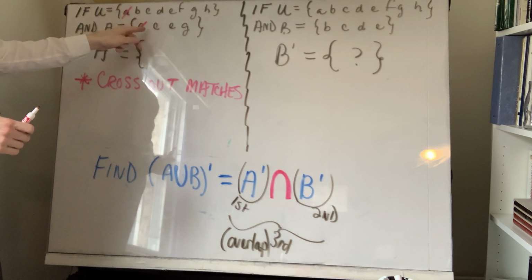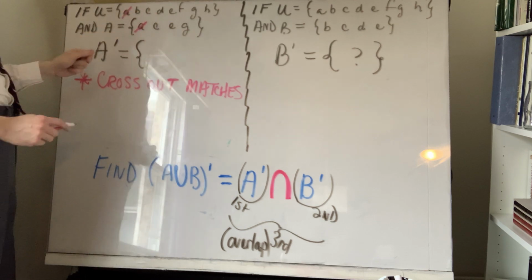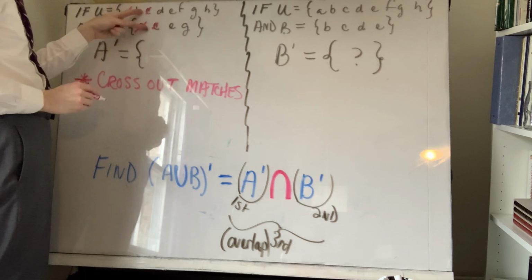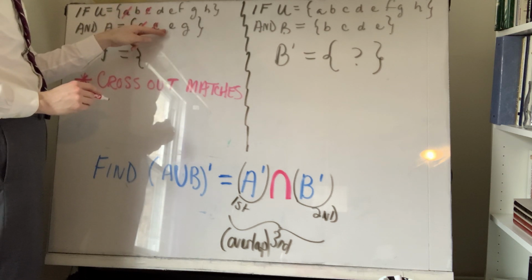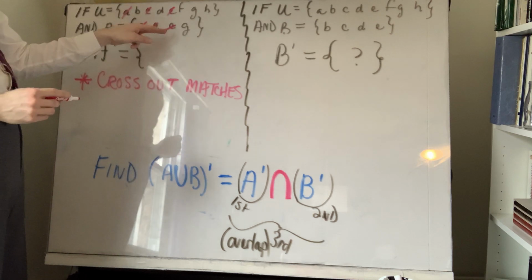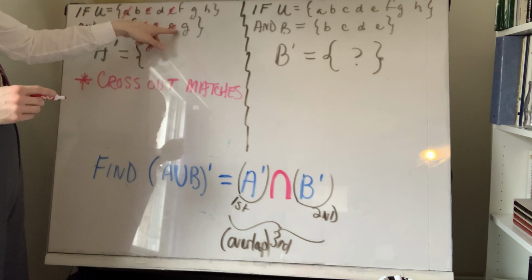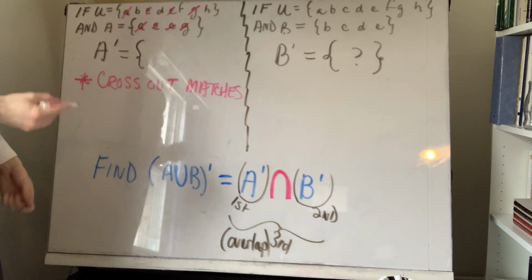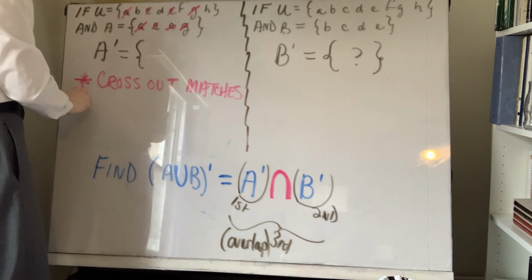Alright, B does not show up here, alright? C is a match, so I'm going to cross that out. D doesn't show up here. E is a match, so we cross that out. F doesn't show up here, but G is a match. Okay. Now, circle the leftovers.